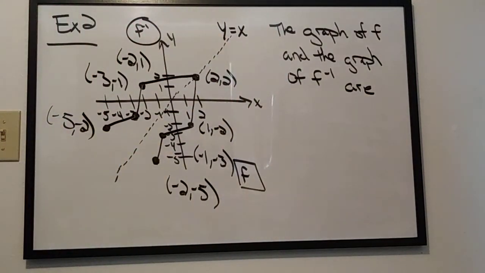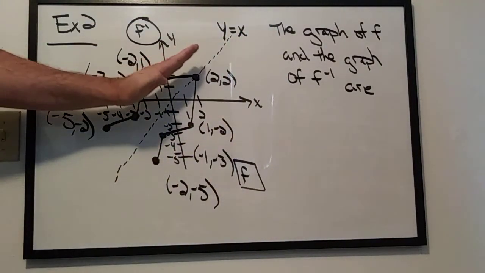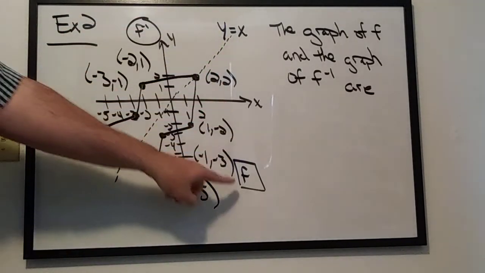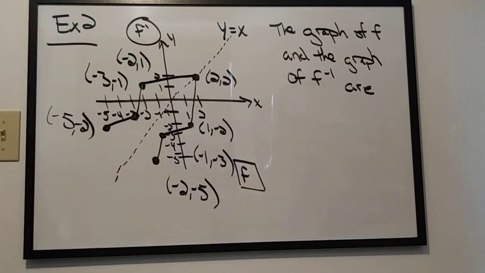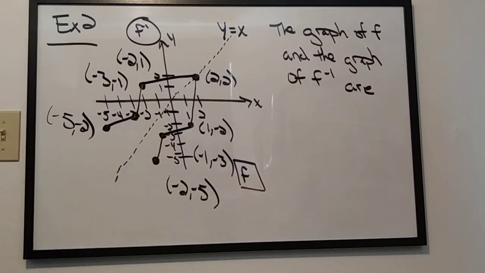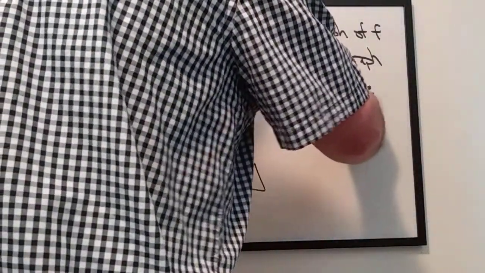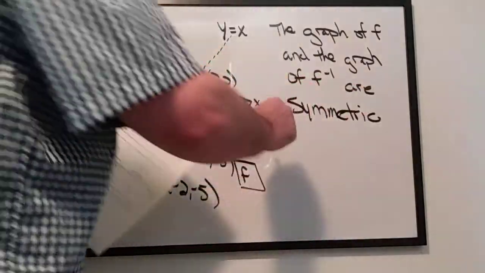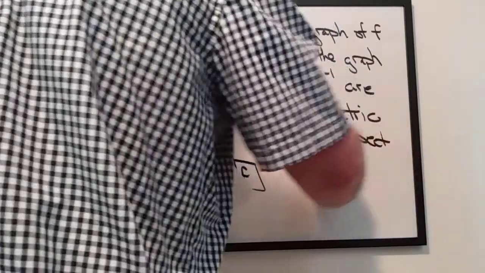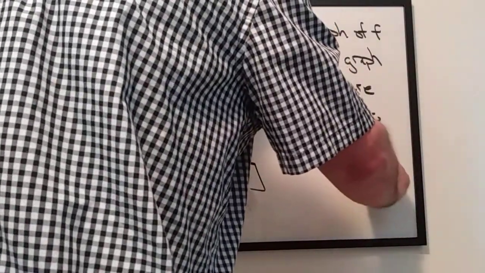But it has the same kind of behaviors. Y equals x cuts our graph in half, and we have the mirror image on the two sides. On one side we have the graph of f, on the other side we have the graph of f inverse. So that's worth writing down. The graph of f and the graph of f inverse are, and then let's fill in the blank, symmetric with respect to the line y equals x.